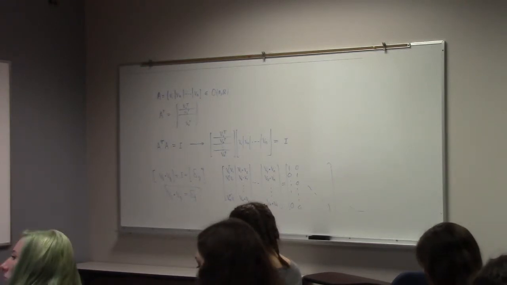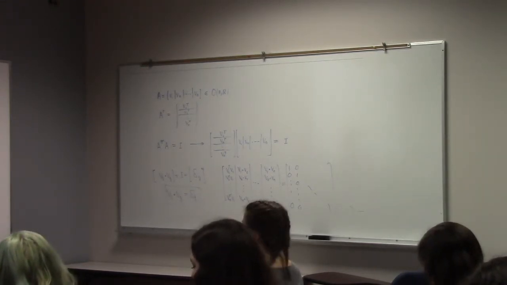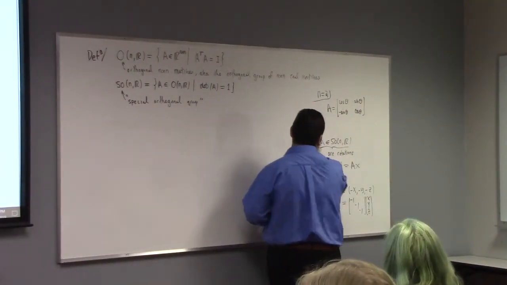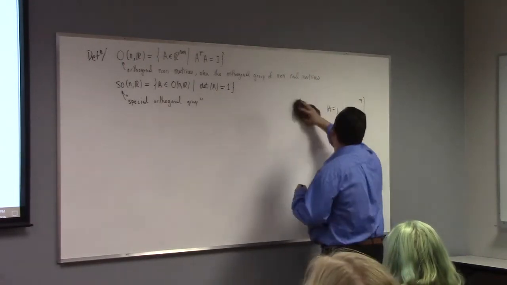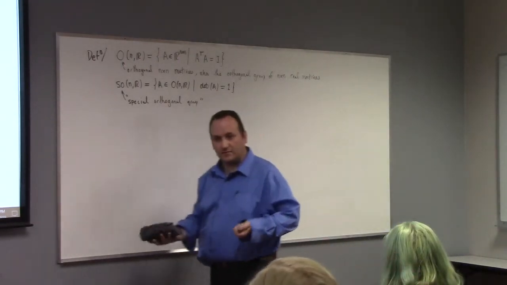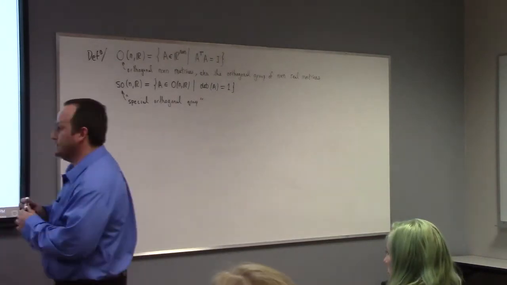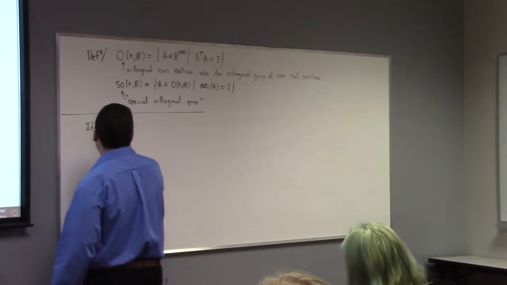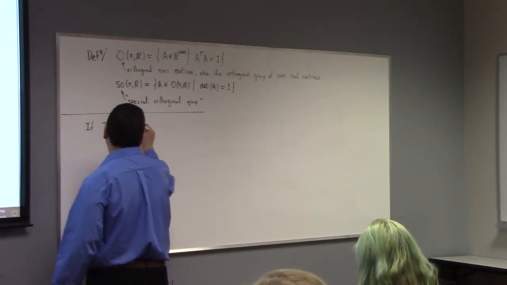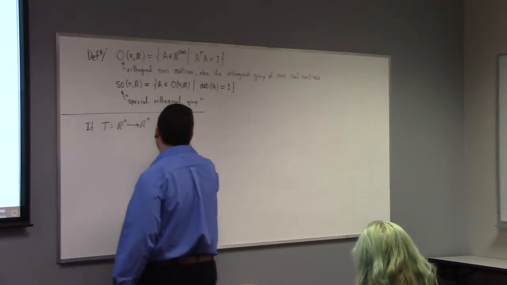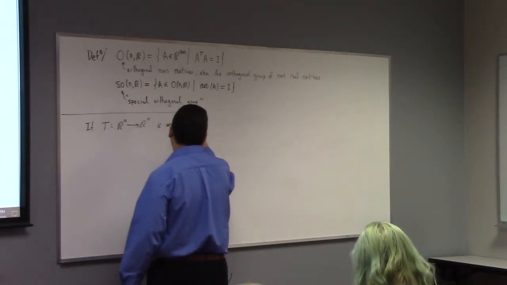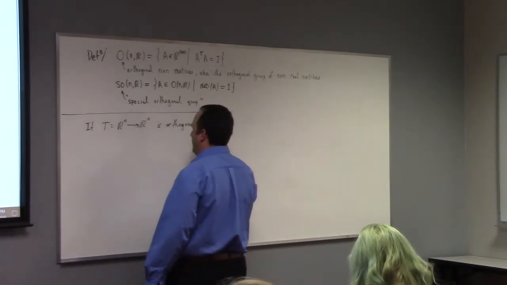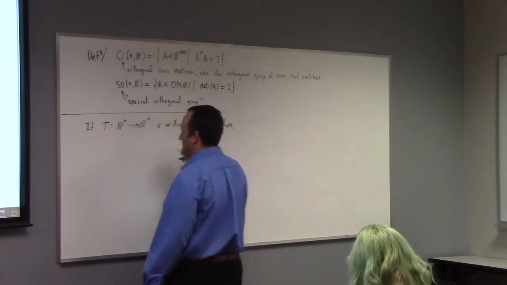Question. What can we say about the matrix of an orthogonal transformation? If T goes from Rn to Rn is an orthogonal transformation, then let's look at it.